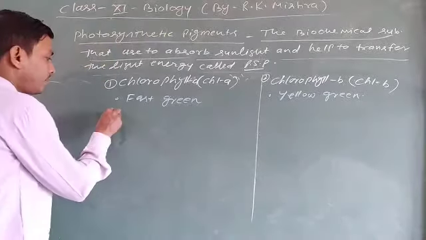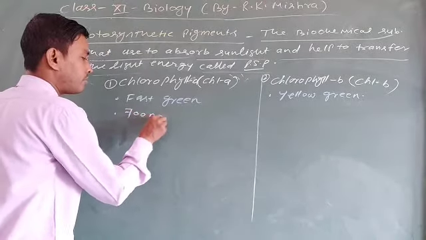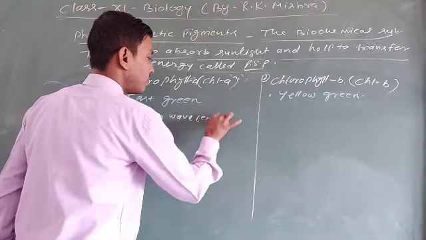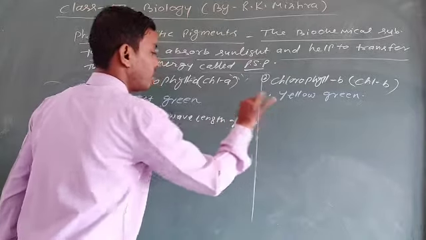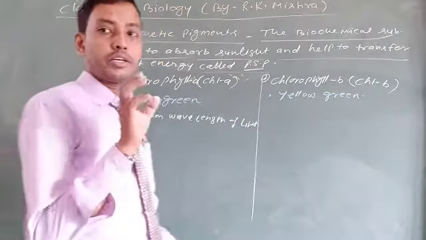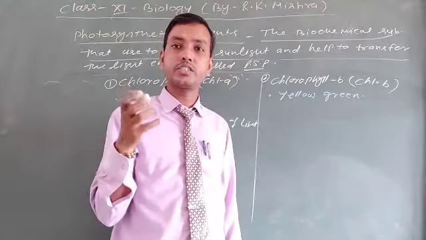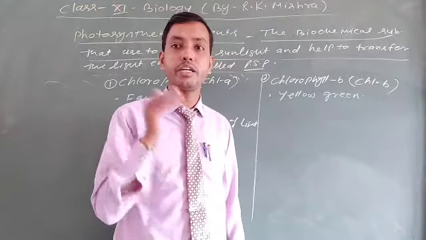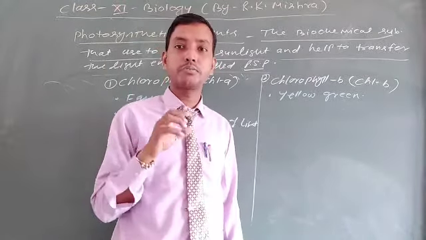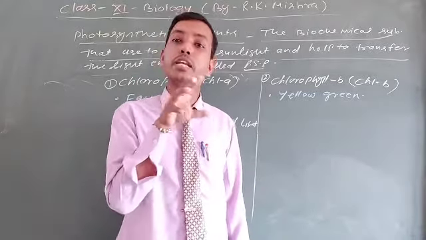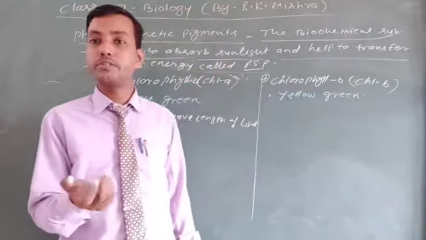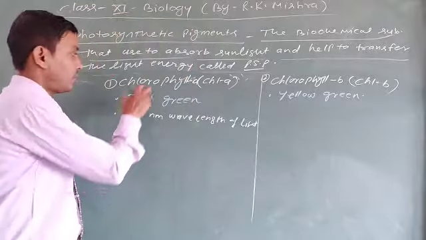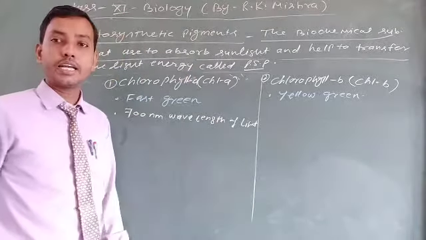Now the next point, it absorbs 700 nm wavelength of light. As you all know, in sunlight there are different intensities of light rays available. Those rays may be 700, may be below 700 or above 700. Keep in mind, on this basis we can say which kinds of pigments will absorb the 700 nm wavelength of light and which will absorb below 700, that is 680 nm wavelength of light. So, chlorophyll A absorbs 700 nm wavelength of light.